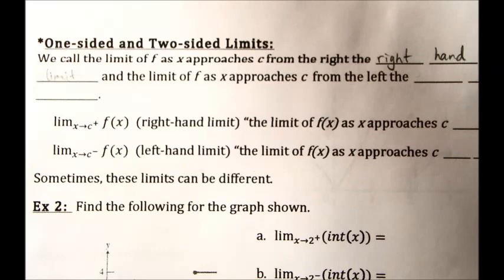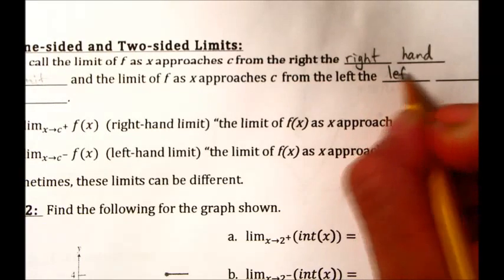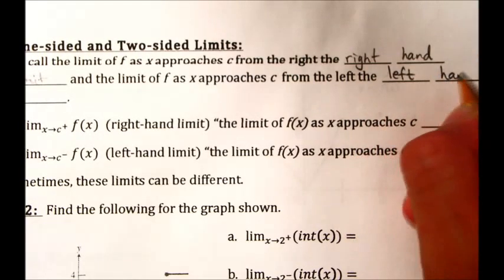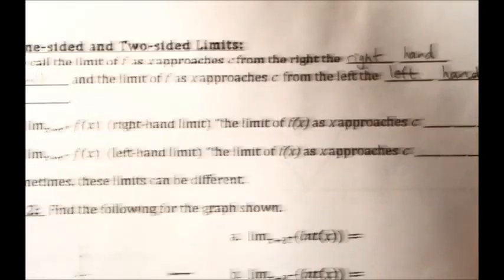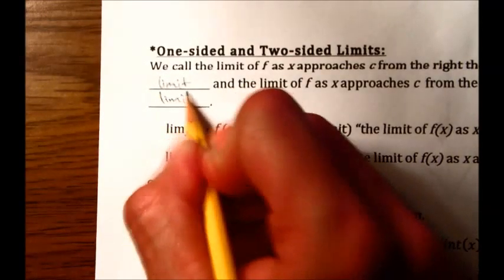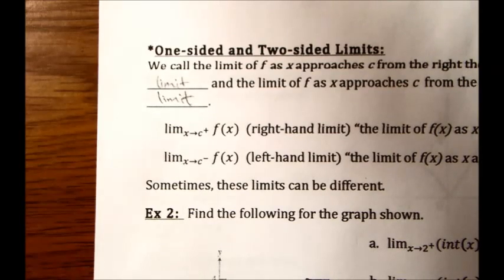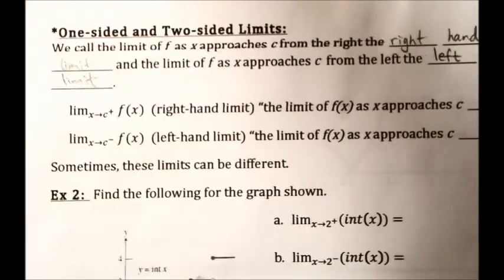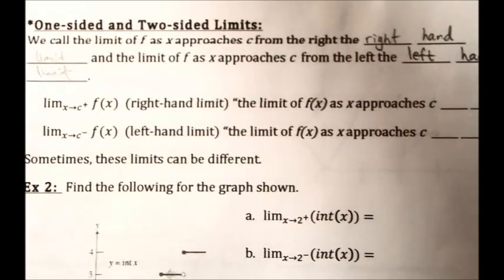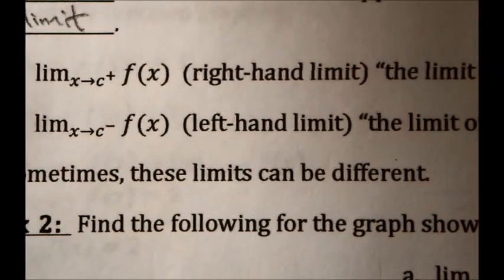Okay, and the limit of f as x approaches c from the left, we call that the left-hand limit, of course. The naming is very important here. All of these phrases are important. Like any other class you take, vocabulary is actually very important here. Okay, and then to denote that we're not doing a general limit, but a limit from one side, we use these plus and minus superscripts on our value of approach.